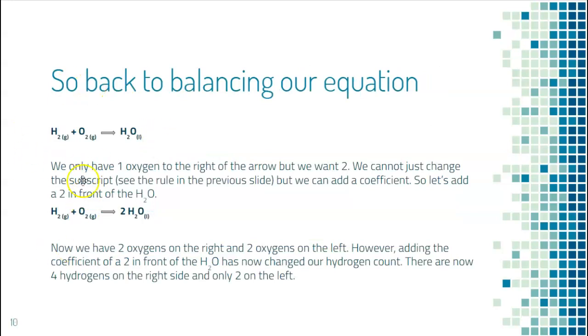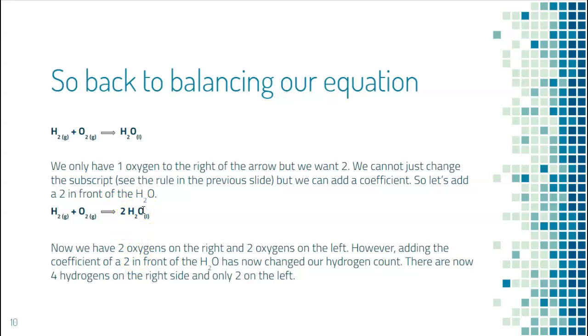Here's my original one. And if I put 2 oxygens in, that means I have to get 2 out on the right. So the way I can do that is I can add a coefficient of 2 in front of the H2O. So this means instead of making 1 water molecule, I'm making 2 water molecules, okay? So great, now I have 2 oxygens on the left, and this 2 multiplies to everything behind it. So now I have 2 times 1, 2 oxygens on the right.